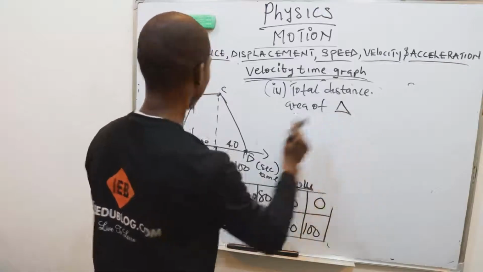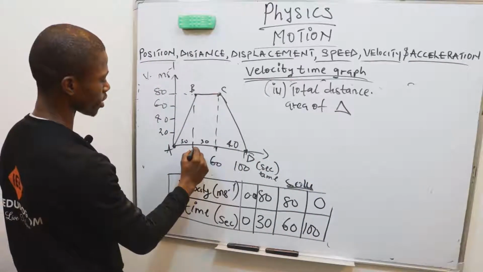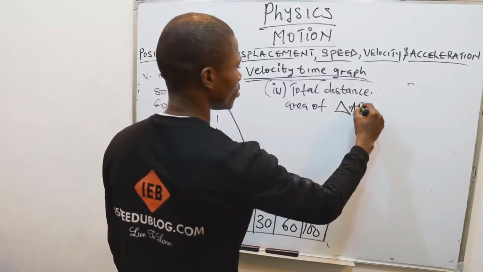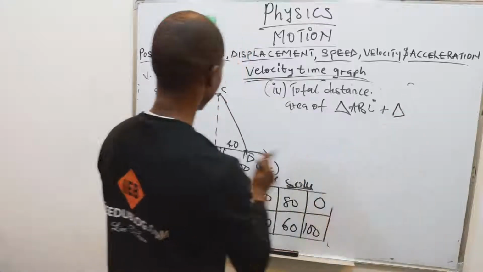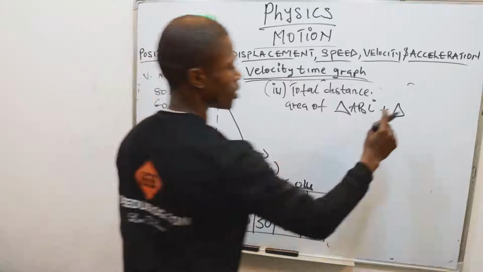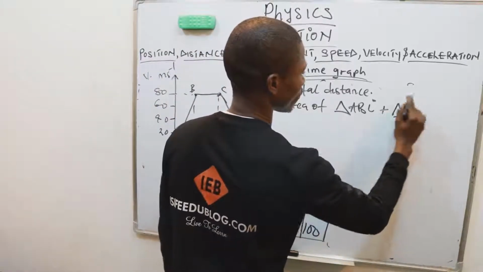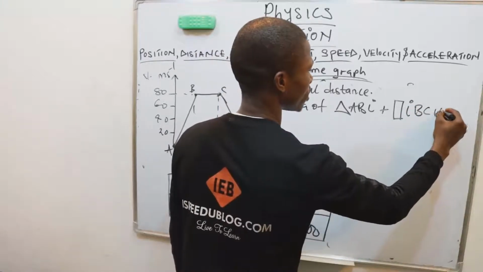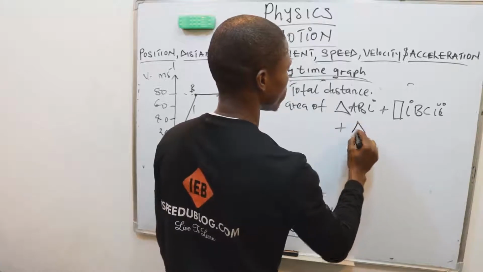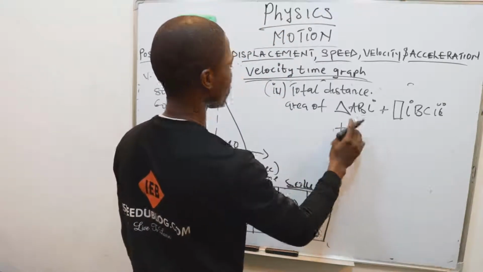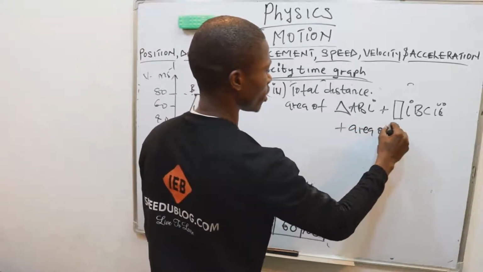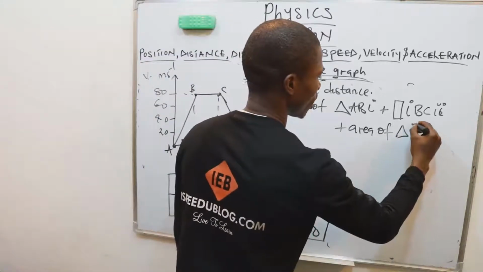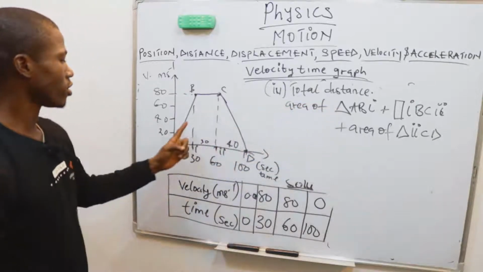So our total distance is the area of the triangle ABI, let's say here is I and here is II, plus the area of the rectangle IBCII, plus the area of this final triangle, triangle IICD. So the total distance is just area plus area plus area.